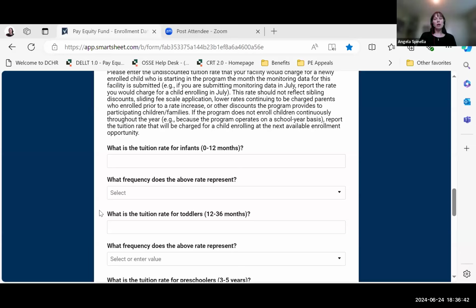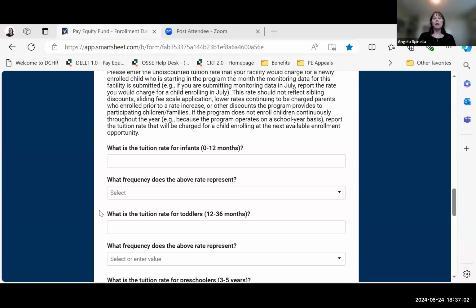Facilities that do not track tuition rates or do not have data on tuition rates for prior months available can indicate that in the form and will not be penalized, but are required to report current tuition as of the date the monitoring data is submitted, and will be required to report tuition on a quarterly basis in future fiscal years.